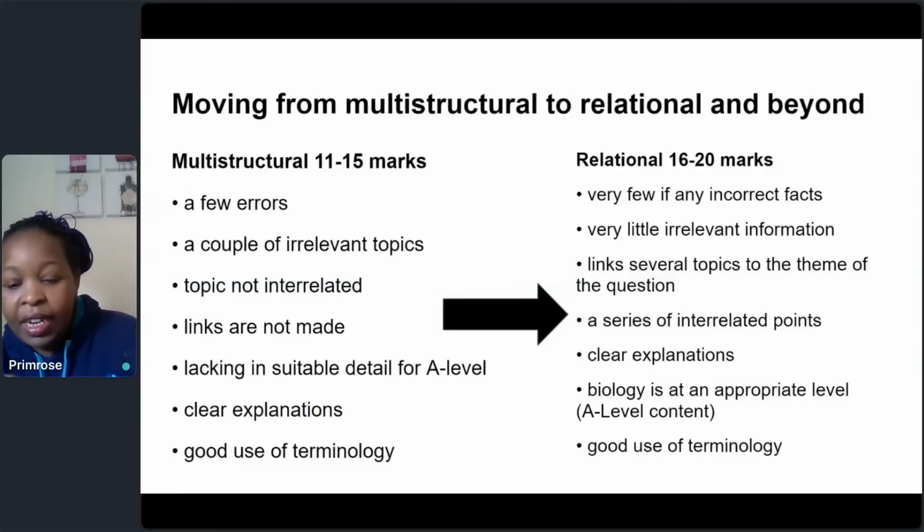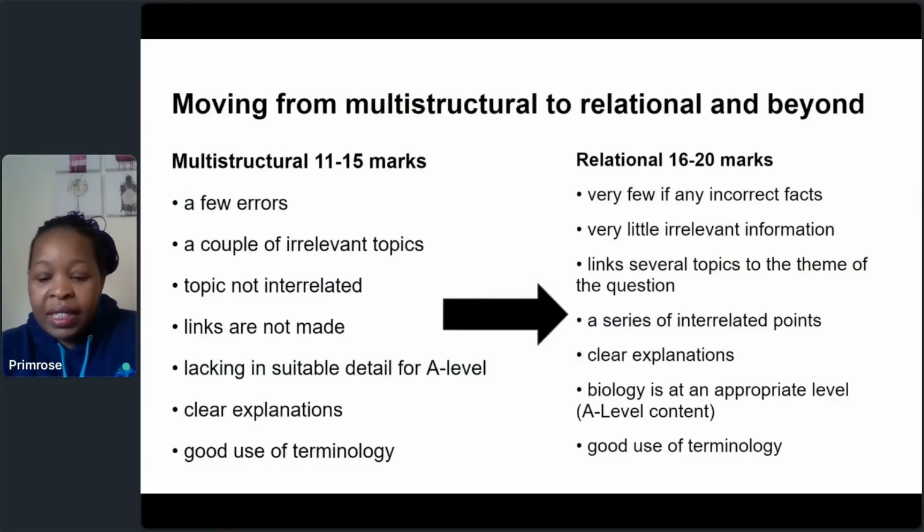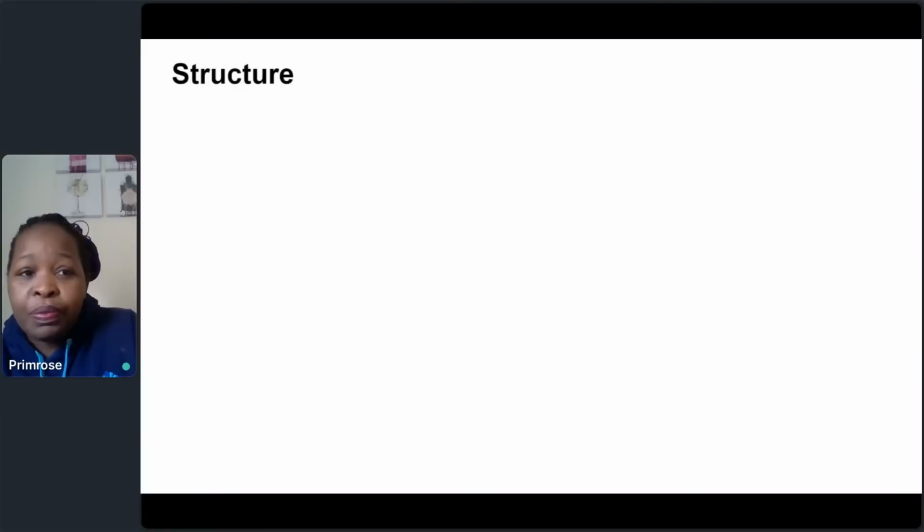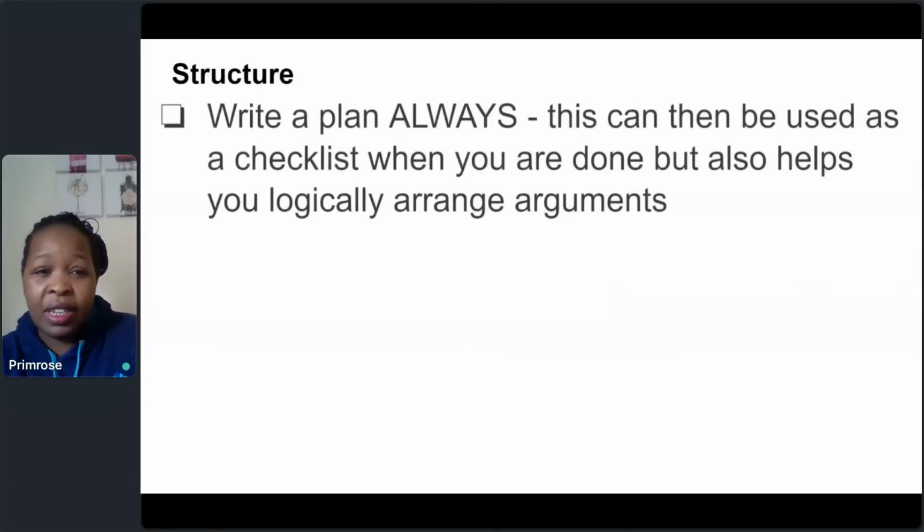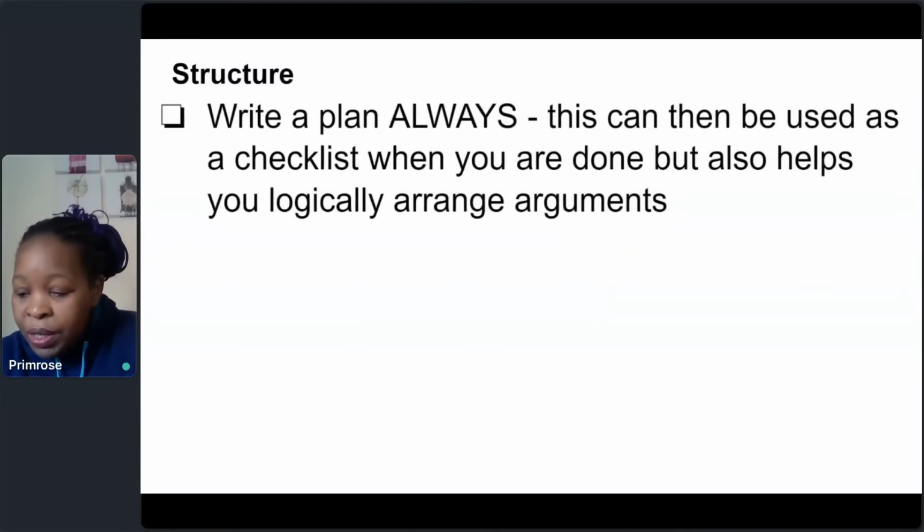Fabulous. Okay, now you have access to this PowerPoint, so don't worry too much about making too many notes. You will have access to this. So when you're looking at how you structure the essay, let's ignore the science, just how you structure the essay. What I would always recommend, you've got enough time to write a plan, because in exam conditions, you'll be under quite a bit of stress. So therefore, you may forget to talk about something.